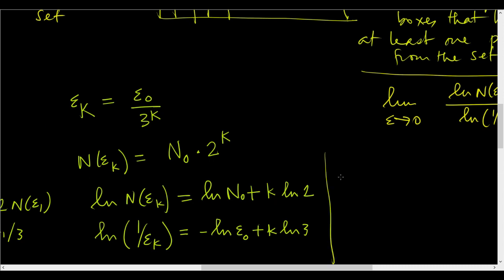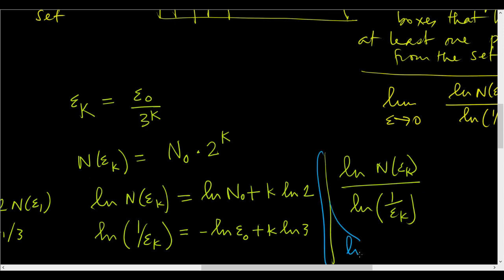So what I get is log of n of epsilon k by log of 1 by epsilon k, and I write in blue here to simplify things a bit. I am interested in the limit as k goes to infinity. It is going to be the log of 2 divided by the log of 3, which we can calculate, and it is a number between 0 and 1. It doesn't actually matter whether you take natural log or anything else, because you know the properties of logs. If you take common log of 2 by common log of 3, you get the same answer.